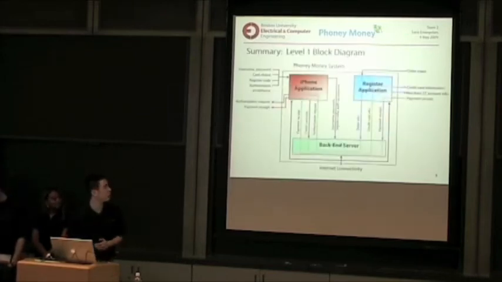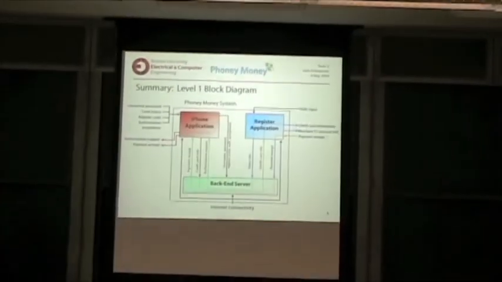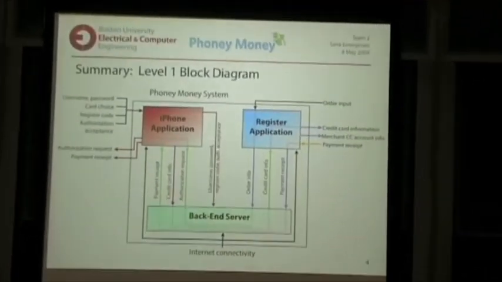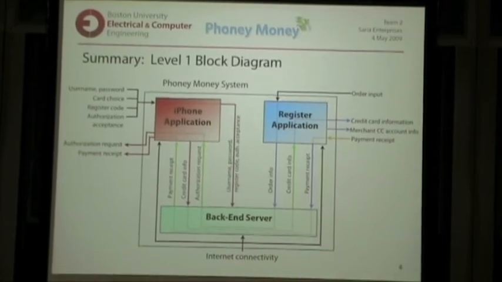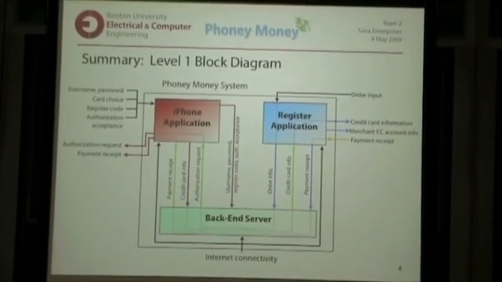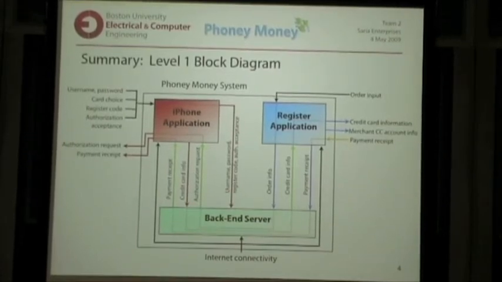Now, just a brief overview at a high level of our system. Our system has three main subcomponents. First, there's the iPhone application, which we designed using Apple's proprietary iPhone SDK. And this is where a customer would interact with our system. Next, we have the register application, designed in Java, which will integrate with existing point-of-sale software and also existing credit card charging software. And this is where a store or a cashier will interact with our system.